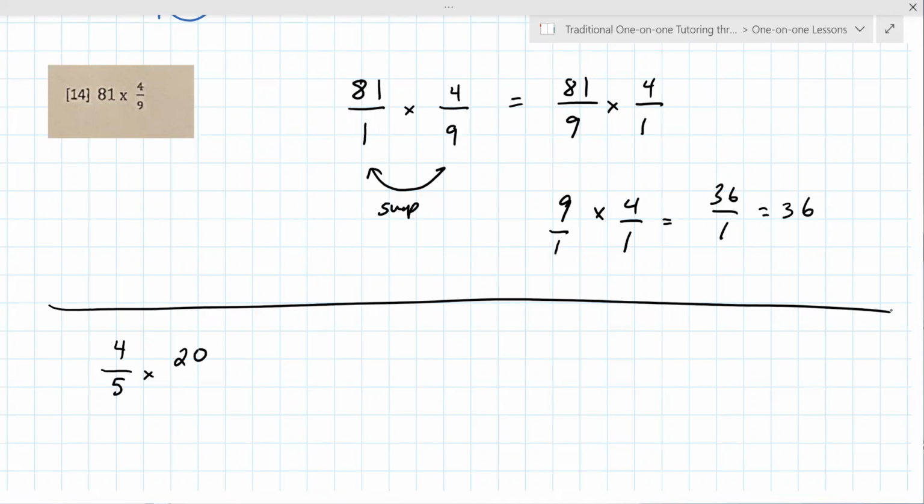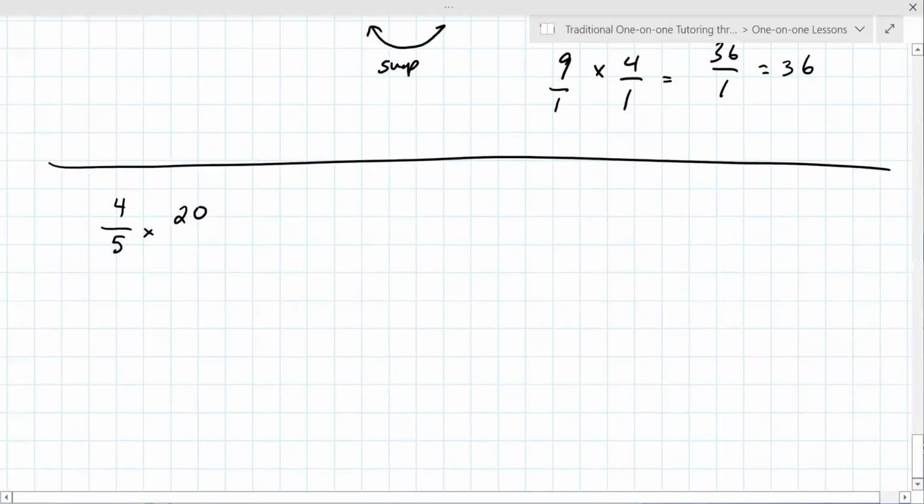4/1. You get 5/1 and 4/1. Then you multiply it. And then do you get 20? Wait, what? So 4/5 times 20/1. And then what can we do on the bottom here? What do we do with these two numbers? Swap. Yeah, so it becomes 4/1 times 20/5.